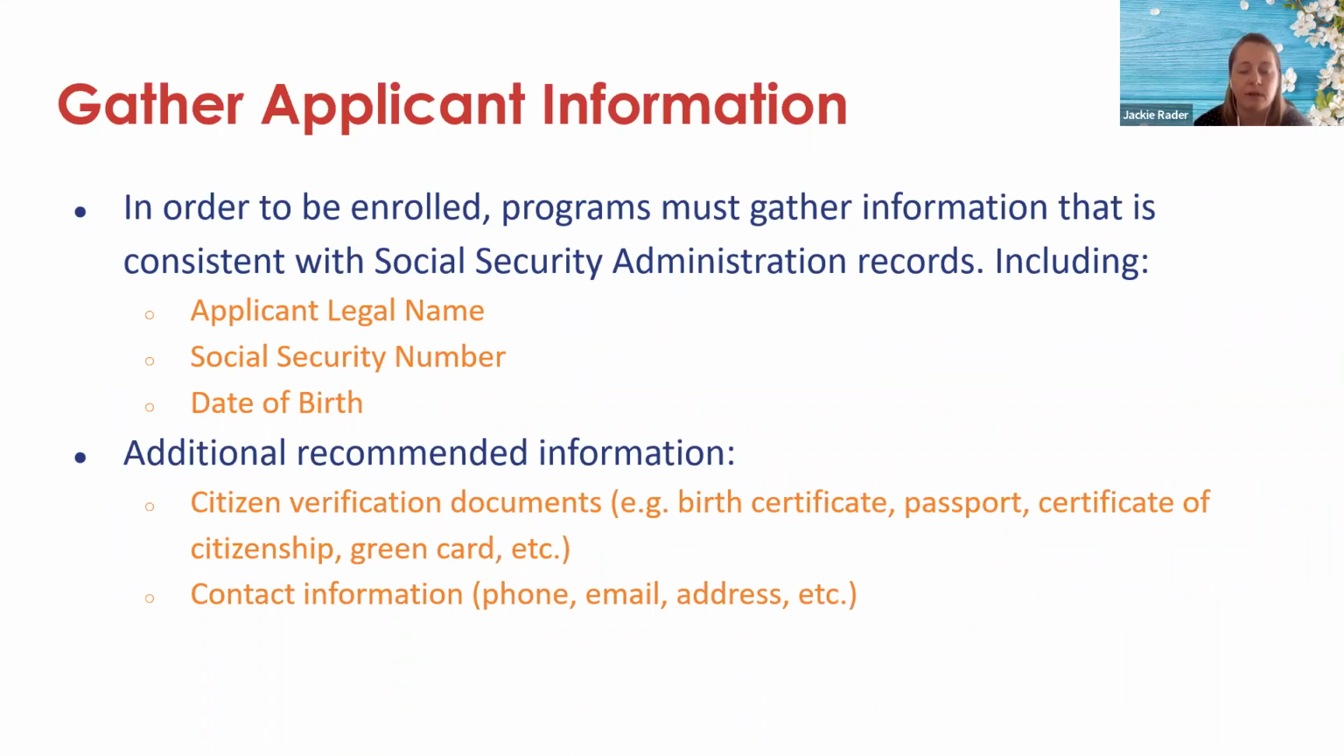So making sure that you have a legal name for someone, their social security number, their date of birth, and additional information could be their citizenship verification documents. So a birth certificate, passport, green card, and their contact info. Phone, email, and address are typically the most of what you will need. If someone has a state ID or a driver's license, that's usually a good thing to grab to get their legal name, their date of birth, and sometimes part of their contact info.